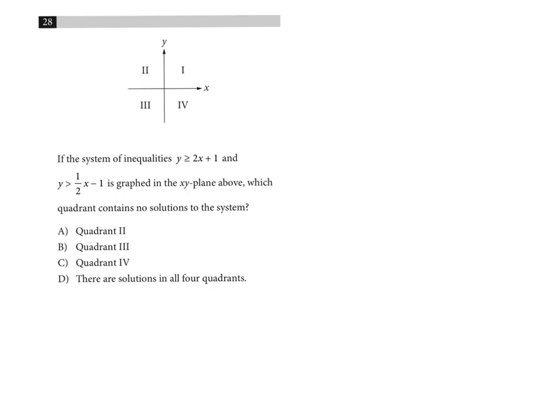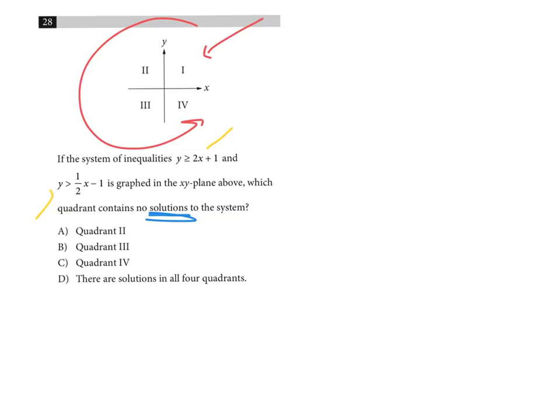For problem number 28, if the system of inequalities, and you see here they give you 2 different inequalities, is graphed in the xy plane above, which of the following quadrants contains no solutions? And they remind you that the quadrants start in the upper right-hand corner with quadrant 1, and then go around counterclockwise: quadrants 2, 3, and 4.